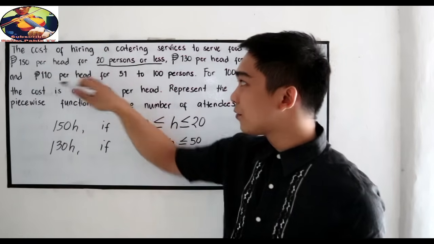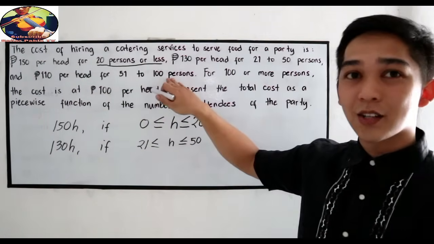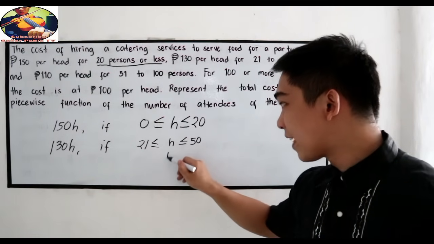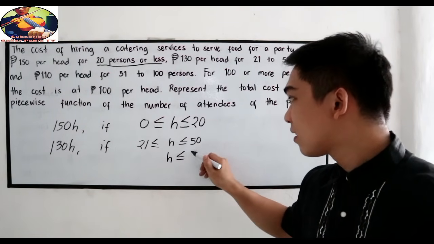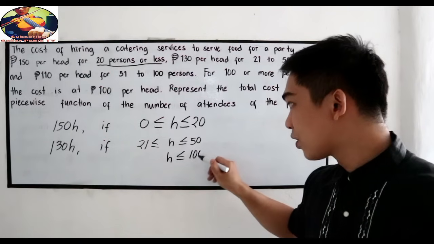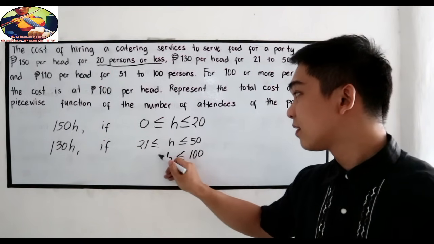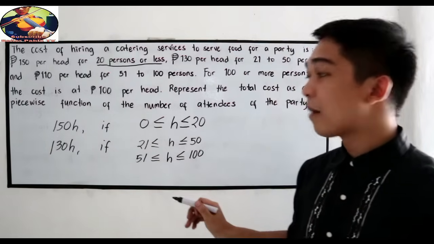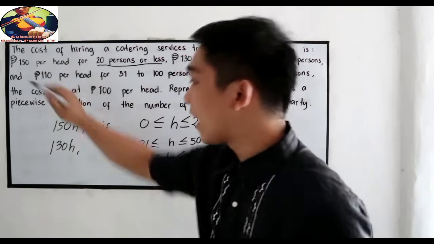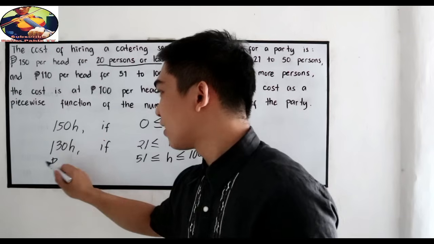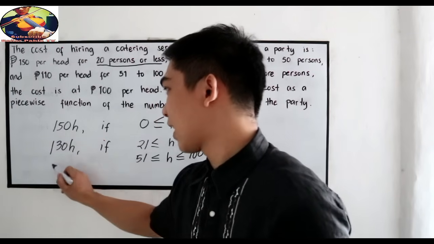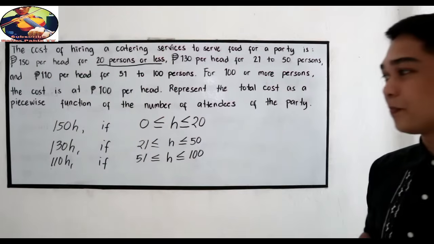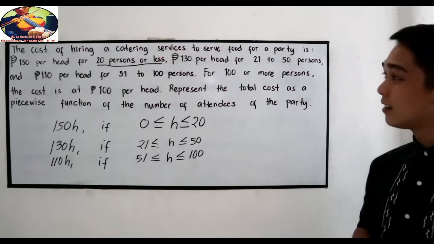110 per head for 51 to 100 persons. So, kapag yung attendees natin ay equal to 100 or less than 100, pero mas malaki sa 51, ang babayaran ay 110 per head. 110 each. If yan yung condition natin. Nakukuha ba? Next.